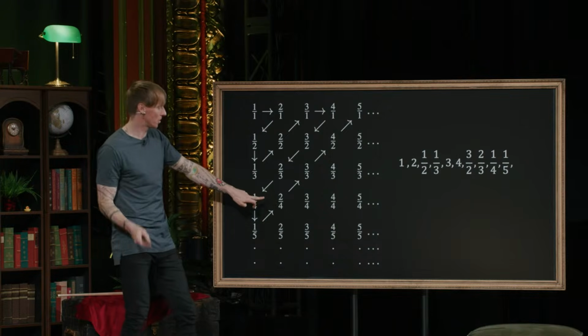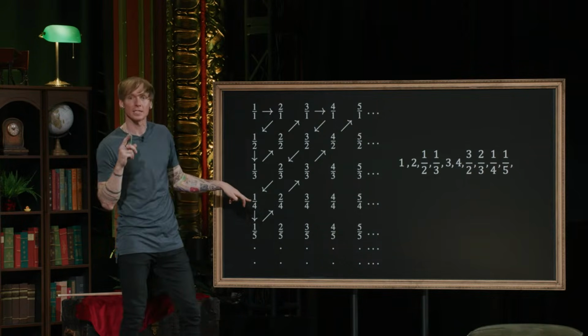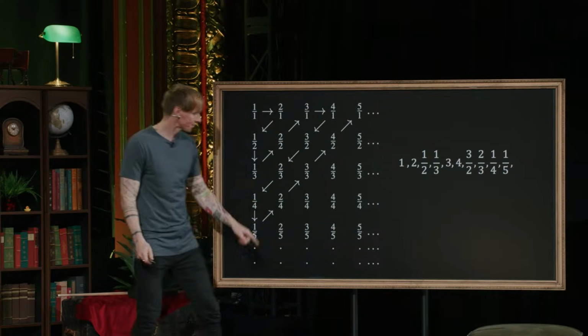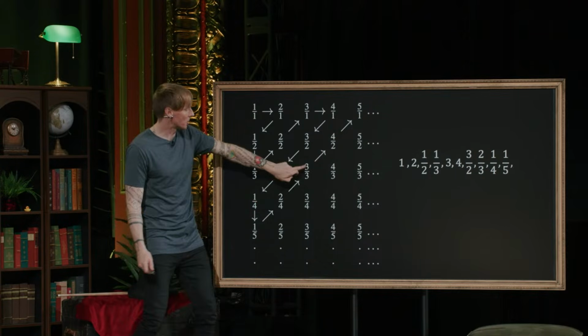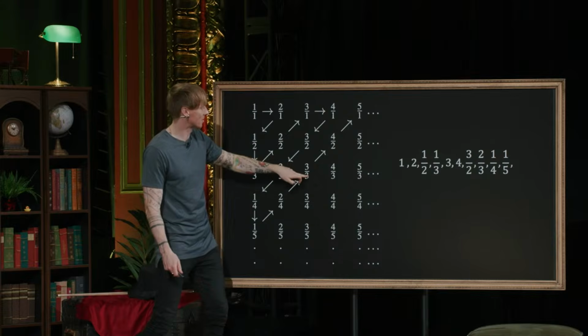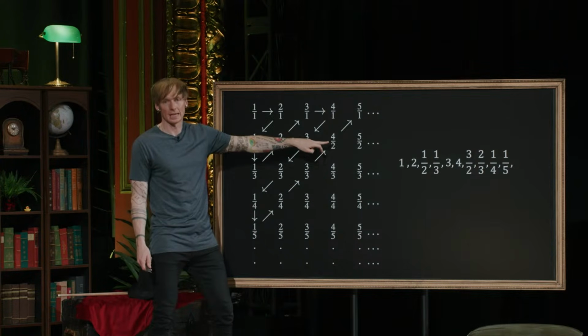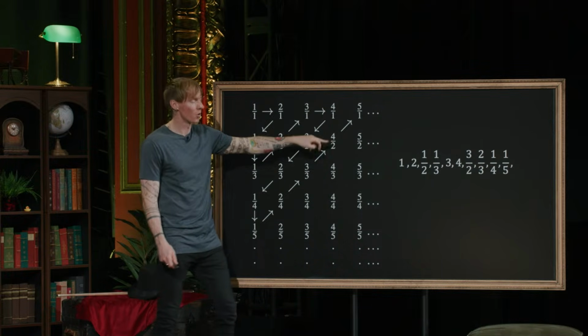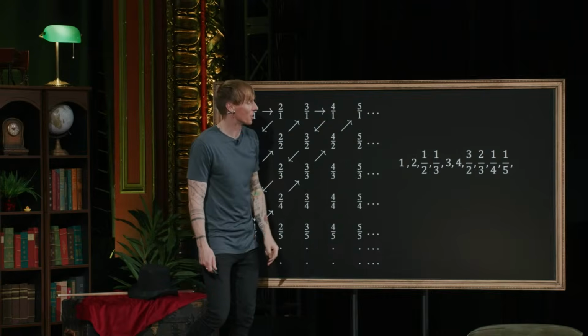That's a repeat. 2 divided by 4, if you simplify that fraction, is a half. We've already got a half. So we ignore that one. We then go to 3 over 3. That's another repeat. 3 over 3 is 1. Already counted it. 4 over 2. That's another repeat. That's a 2. Already counted it. And then we would go to 5.